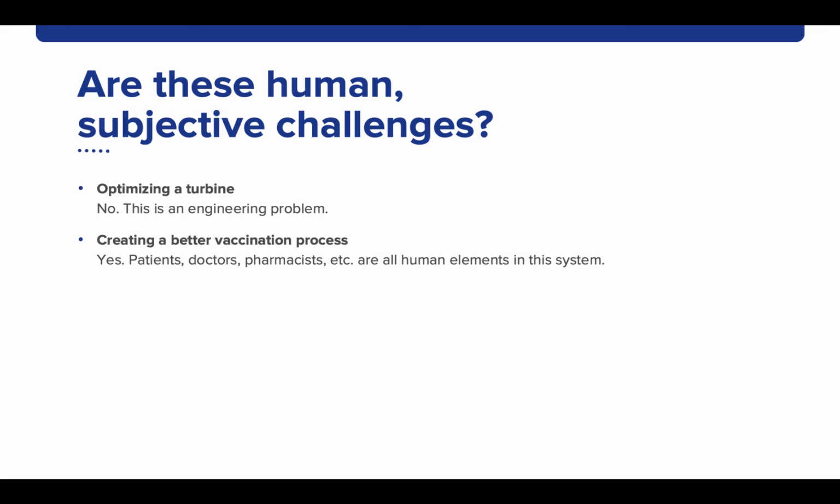Let's say you want to create a better vaccination process. Well, yes, then you could use human-centered design because you will be working with patients, with doctors, with pharmacists. They all might have different perspectives about how a better vaccination process could be designed. These are all human elements in the system, and therefore they are subjective and prone to benefit from this process.